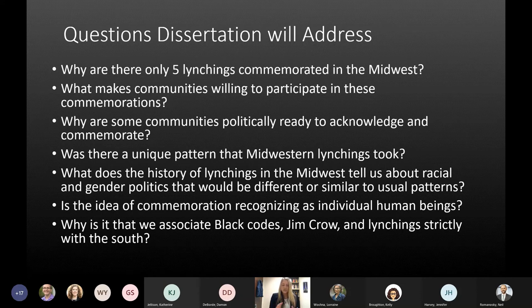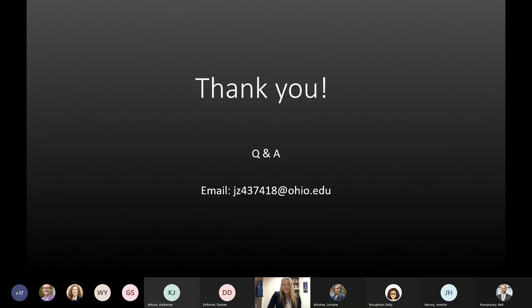So lynching, like Black codes, like Jim Crow, were used to keep Black Americans in a position of second-class citizenship and deny rights and privileges in order to maintain the racial hierarchy. So these are some questions my future research is going to explore. And I'm basically going to use memory as my theoretical framework to discuss the gendered and racial reasons behind Midwestern lynchings. Okay, so thank you so much for listening, and I have time if anyone has any questions.